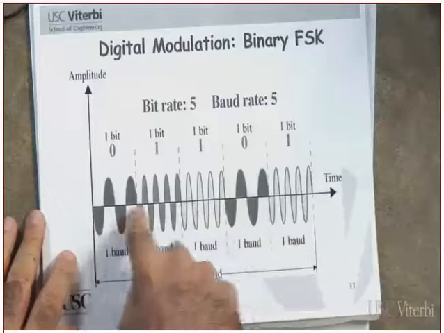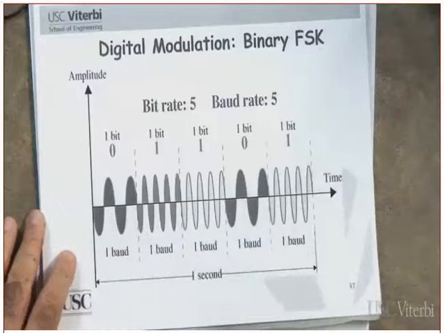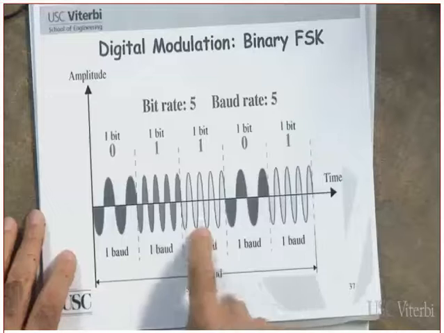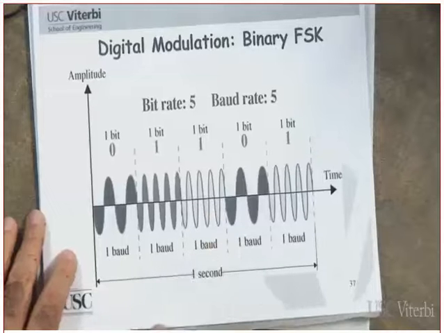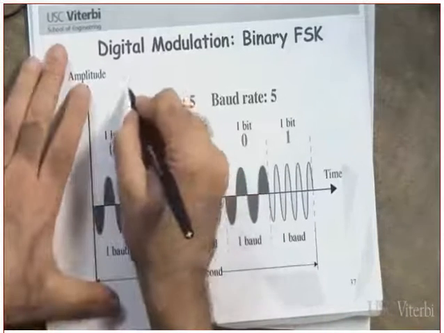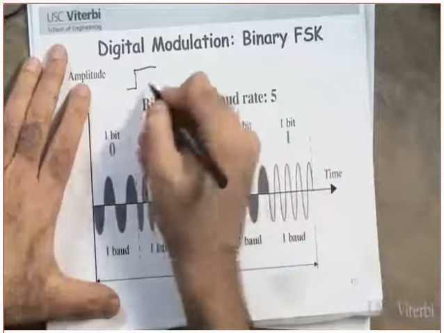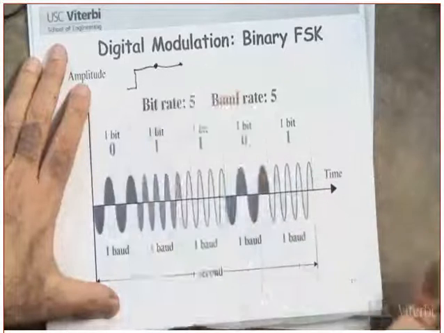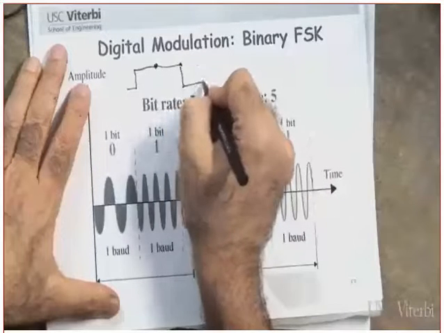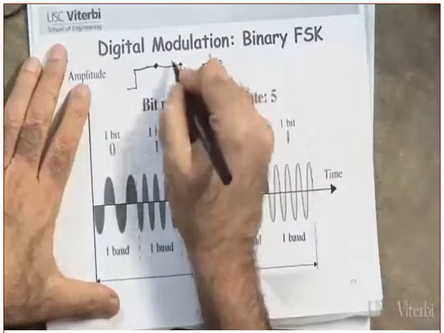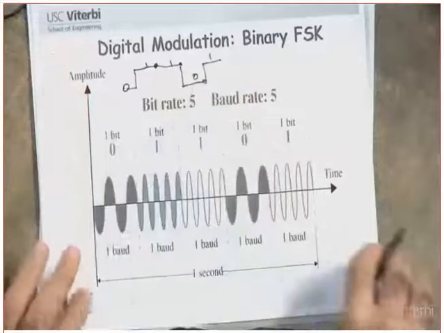Where is this coming from? That's the modulated carrier. That's the output of the modulator. Yes or no? Where is the input to the modulator? The input to the modulator is the bits. It's this one: 0, 1, 1, 0, 1. 1, 0, 1, 1, 0. That's the input to the modulator.